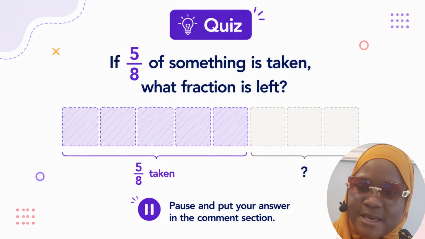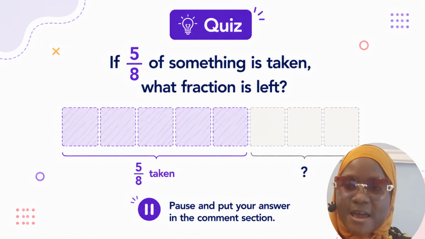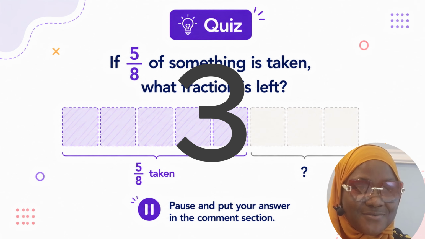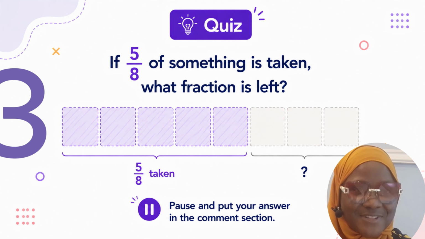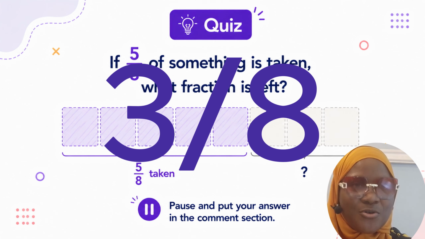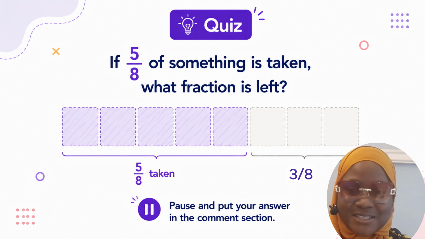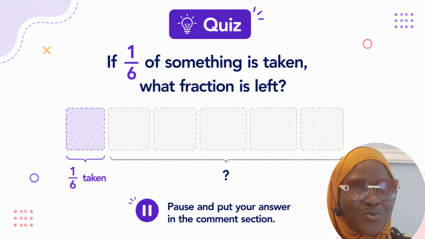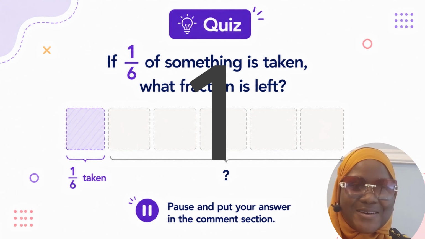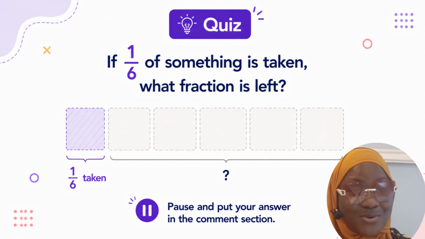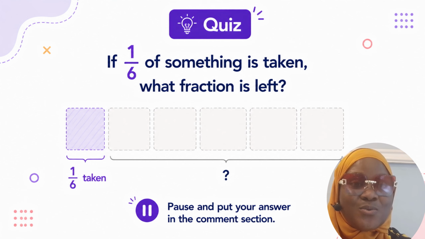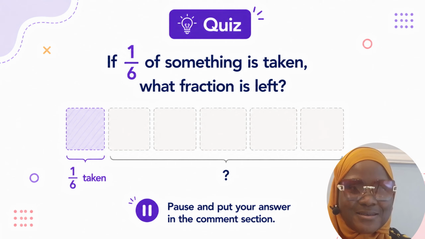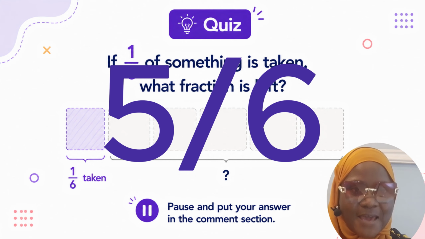If I take 5 over 8 of something, what fraction is left? The answer is 3 over 8. And if you get that, you are a super brilliant person. If I take 1 over 6 of something, what fraction is left? Now this might be a little bit tricky because 1 over 6, that means 1/6. And the answer is 5 over 6.